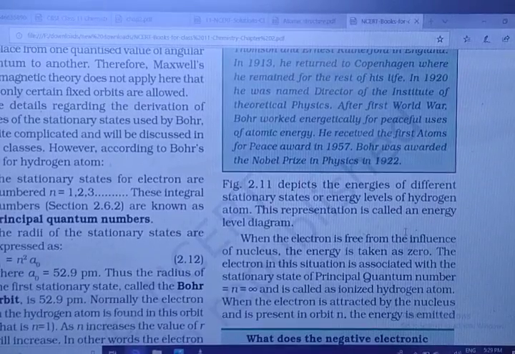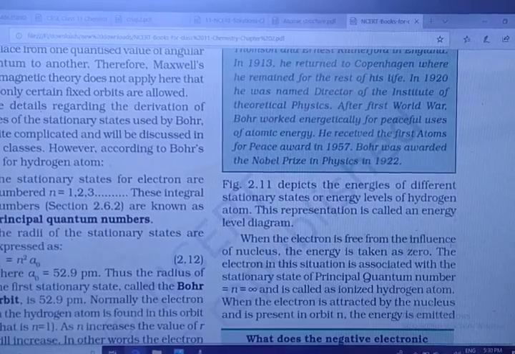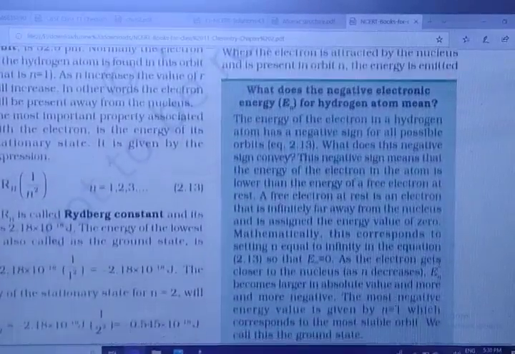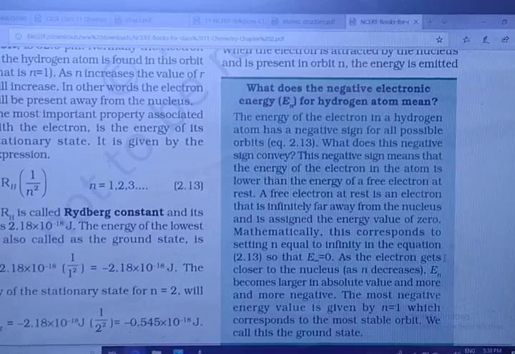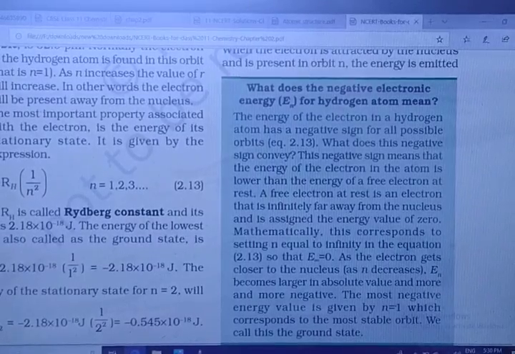So definitely electrons will be attracted. If we talk about this ionized hydrogen atom, the electron will be attracted by the nucleus and it will be present in the orbit n, and the energy will be emitted. So here there is a question: what does the negative electronic energy En for hydrogen atom mean?